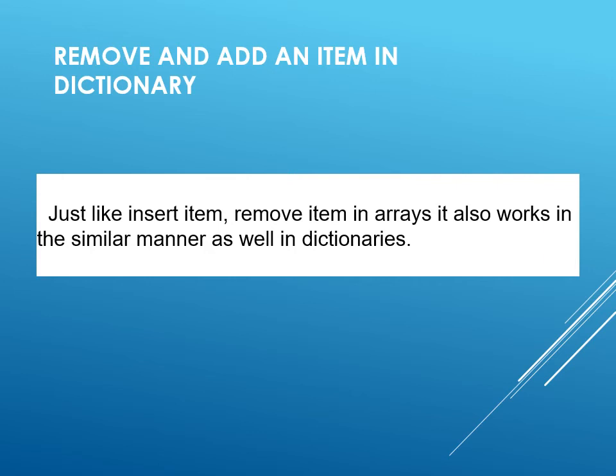So the syntax is same, just the concepts of arrays and dictionaries are different, that arrays are ordered lists and dictionaries are unordered lists containing key values. Key value is an additional thing in dictionaries.